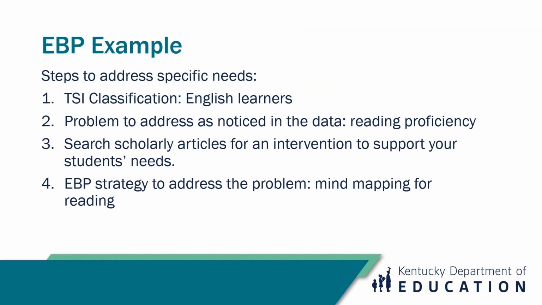Now that we've gone through the basics of what evidence-based practices are, why we use them, and how that affects school improvement, let's go through the steps of finding evidence-based practices based on specific subgroups and their needs. First, we're going to look at the TSI classification. For this example, we're going to use English learners.